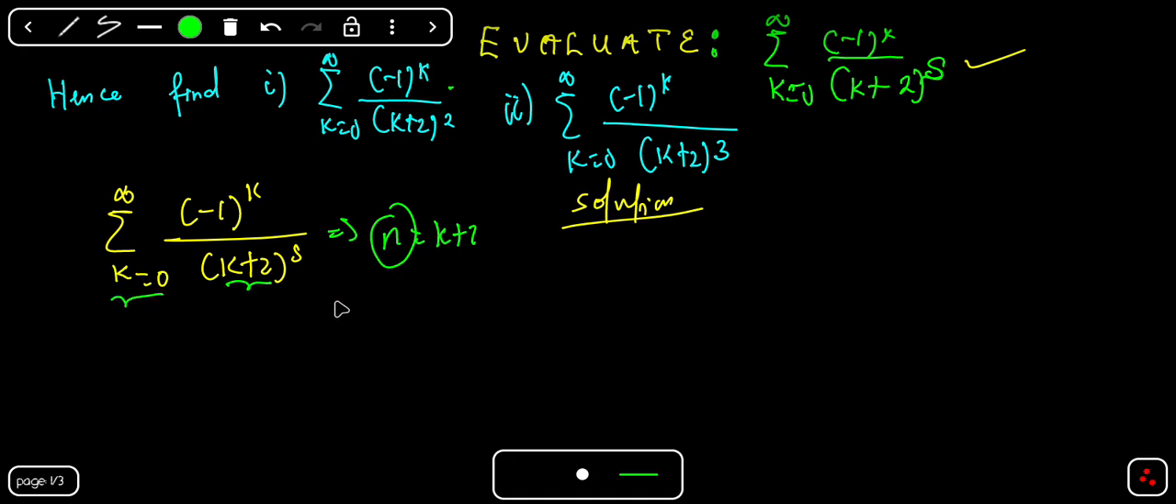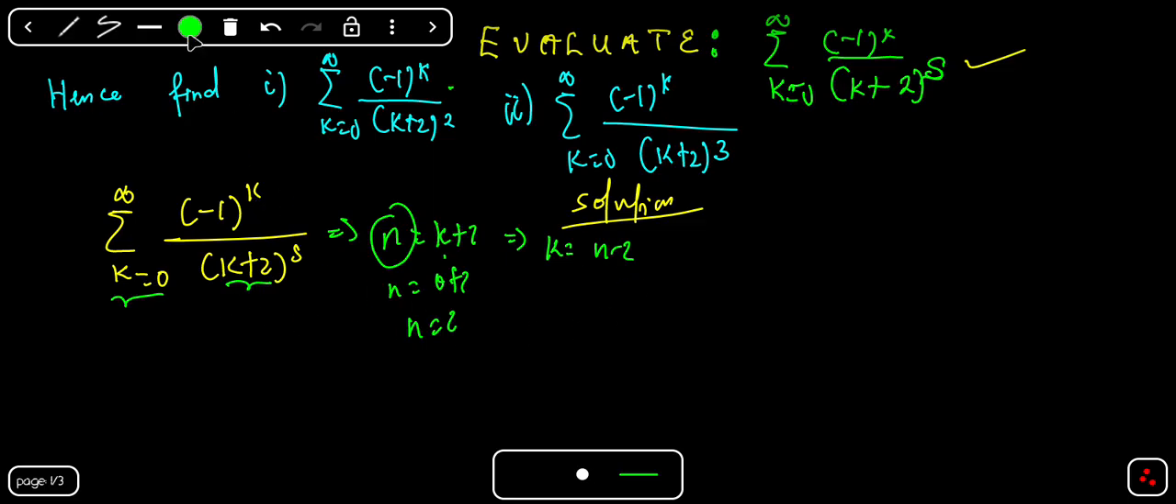k starts from 0 to infinity, so let's input 0 here. We're going to have n equals 0 + 2, so n equals 2. The sum will be starting from 2 now, not 0. And then if n is k + 2, we can make k the subject of the formula, so k is equal to n - 2. Anywhere you see k, you can just input n - 2.